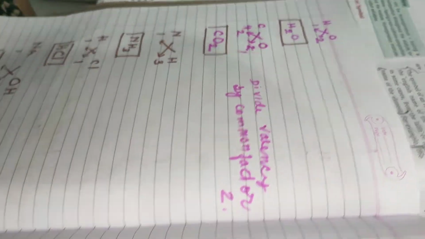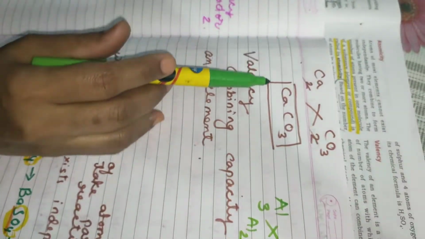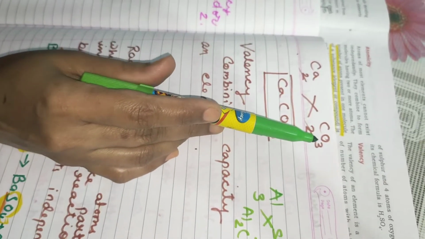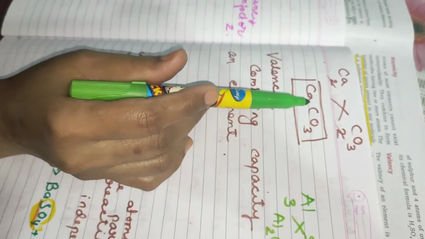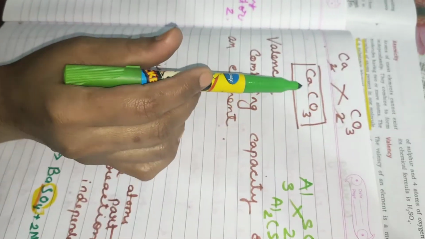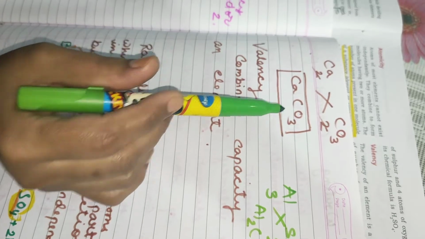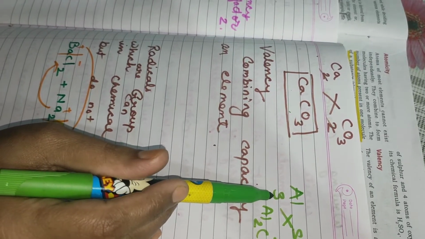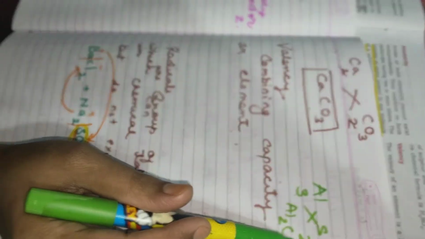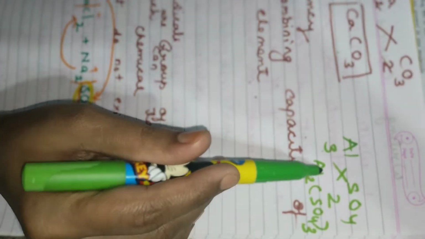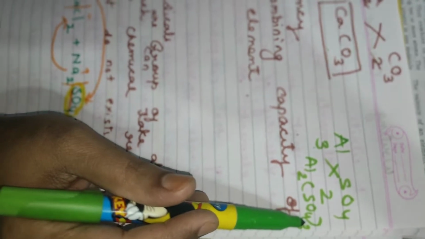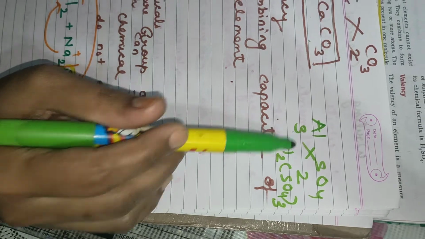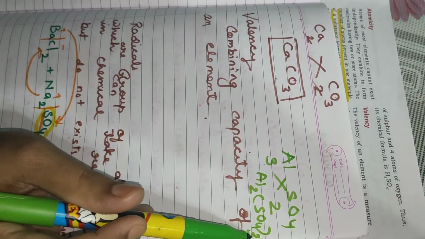Suppose you want to write the formula for calcium carbonate: calcium valency 2, carbonate 2. Carbonate is a radical. So, 2, 2 cancel, CaCO3. If you want to write for aluminium sulfate, aluminium valency 3, sulfate is a radical with valency 2. So crisscross, Al2, and this radical sulfate will be enclosed in brackets with the valency number of aluminium. So it will be (SO4)3 here.